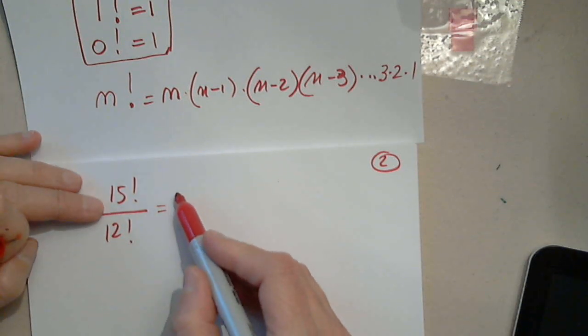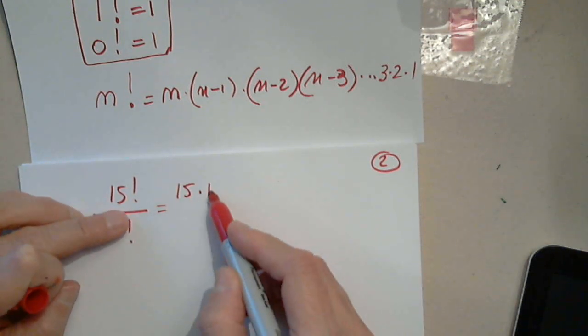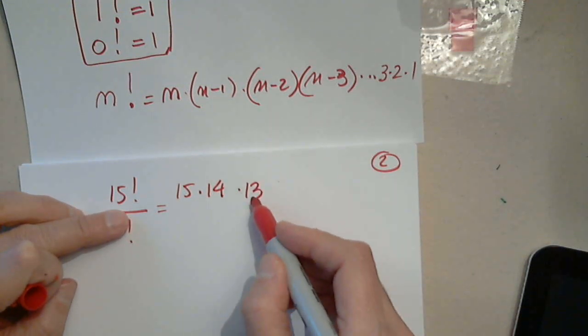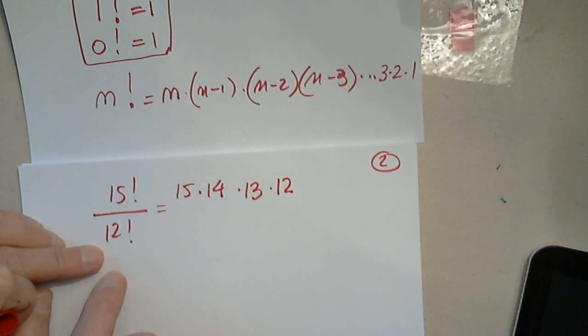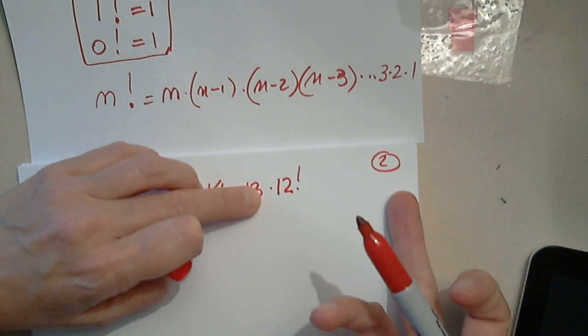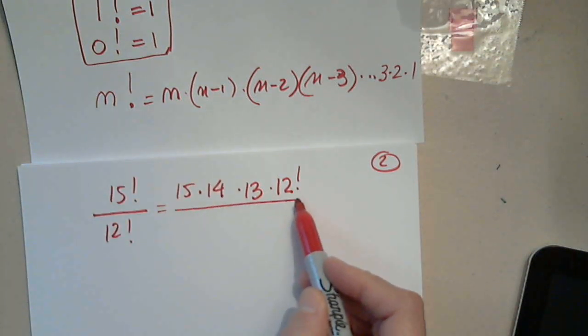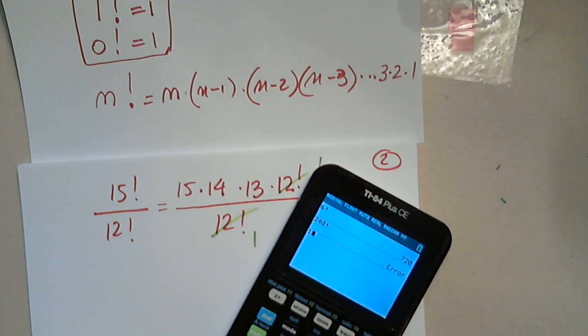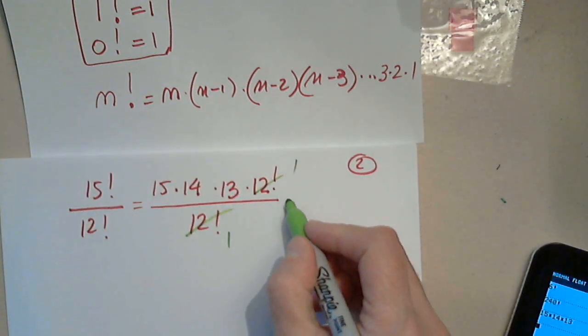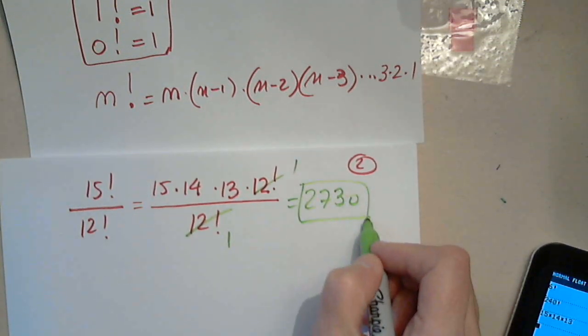So I can start by writing 15, and then the next in line must be 14, and the next in line must be 13. The next in line must be 12, but I want to stop at 12 factorial, of course, because I have to continue till 1. Instead of continuing till 1, I stop because I see the denominator as being 12 factorial. And that is very elegant. And I'm done. And the answer, what would that be? It would be 15 times 14 times 13, and I get 2,730.